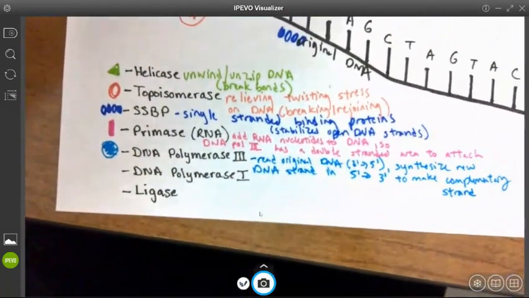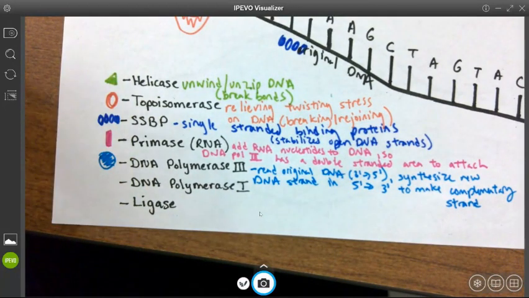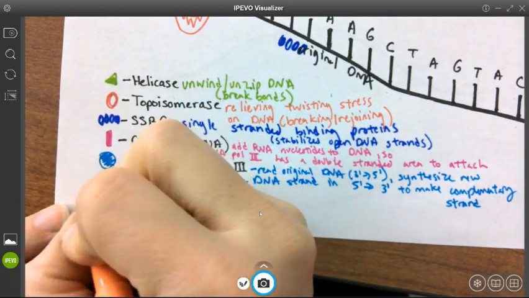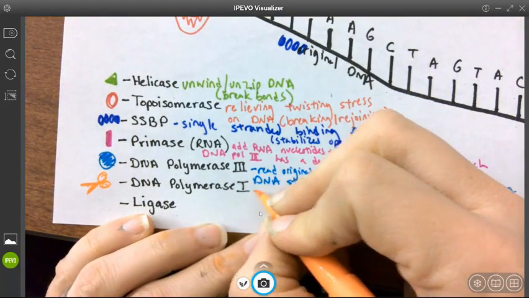Now again, we had that crazy RNA hanging out in there, RNA primer that helped us get started. But our DNA polymerase I, our little scissors, are going to come along. They're going to cut out the RNA and replace it with DNA.